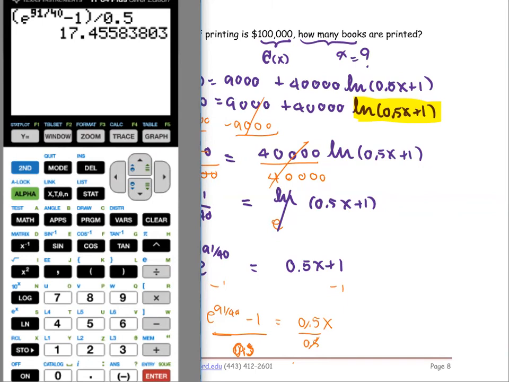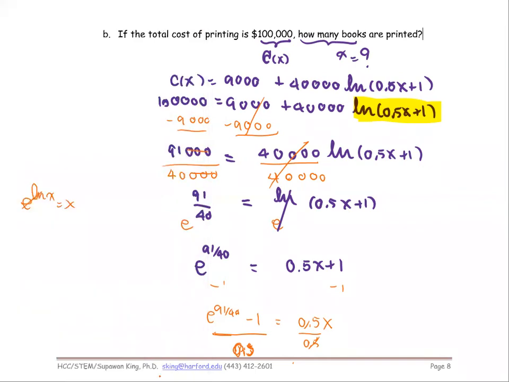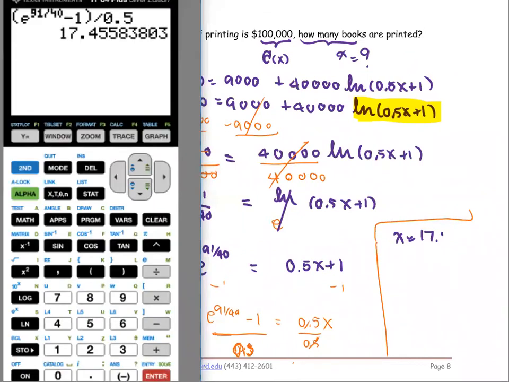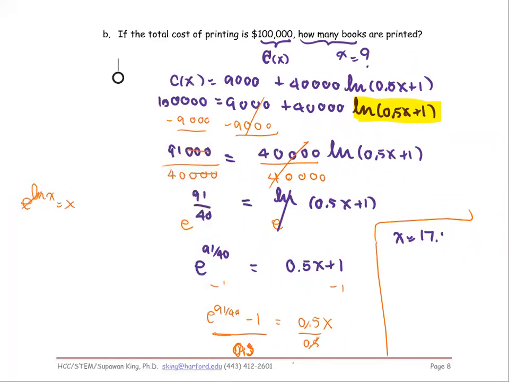Or we can rewrite it as x equals 17.4558. And remember the unit of x is in thousands. So this one, x is about, we're going to multiply by 1,000. It's about 17,455.8 copies, or about 17,456 copies, as we round to the nearest book.